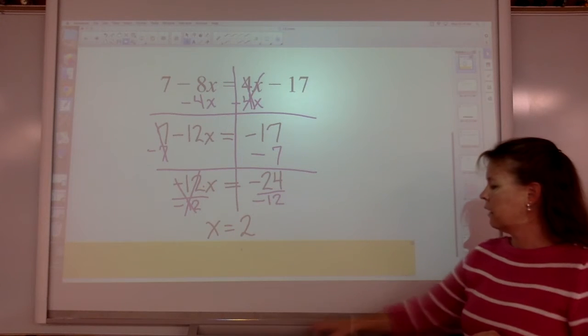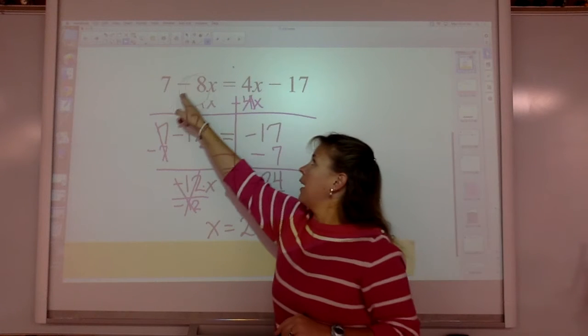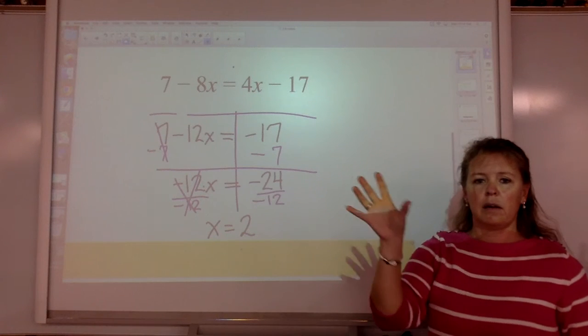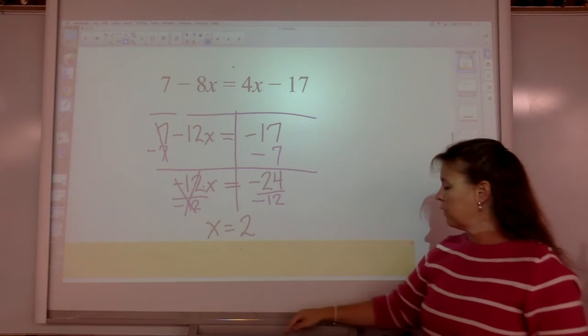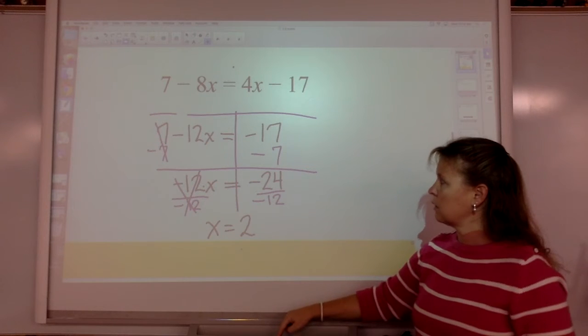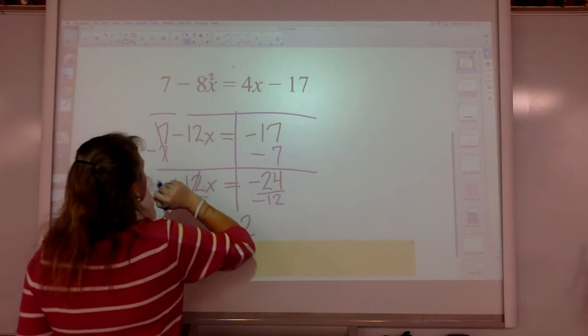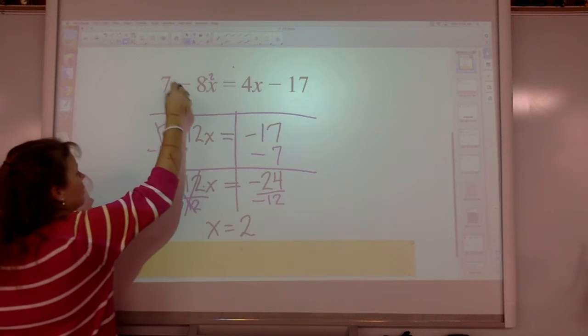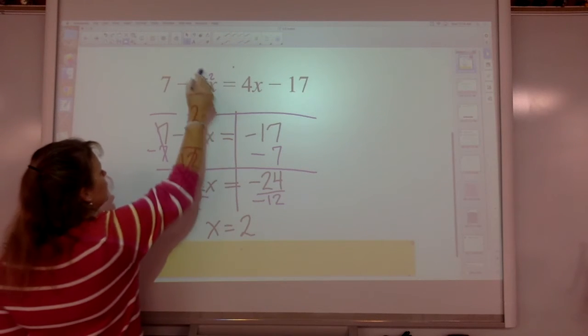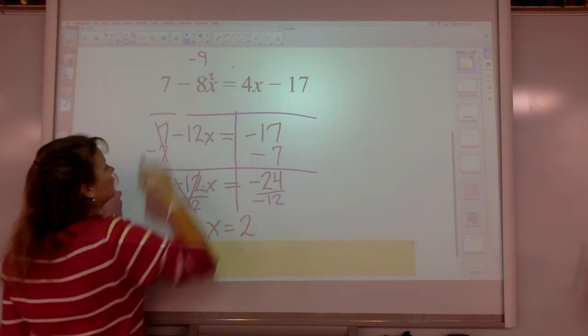Little bit different checking our answers this time. Not going to be able to just type it in on a calculator and hit equals. A little more work to do on this, but it doesn't mean you shouldn't still check your answers. You're going to put a 2 in up here for the x and type in 7 minus 8 times 2, and you'll get negative 9.